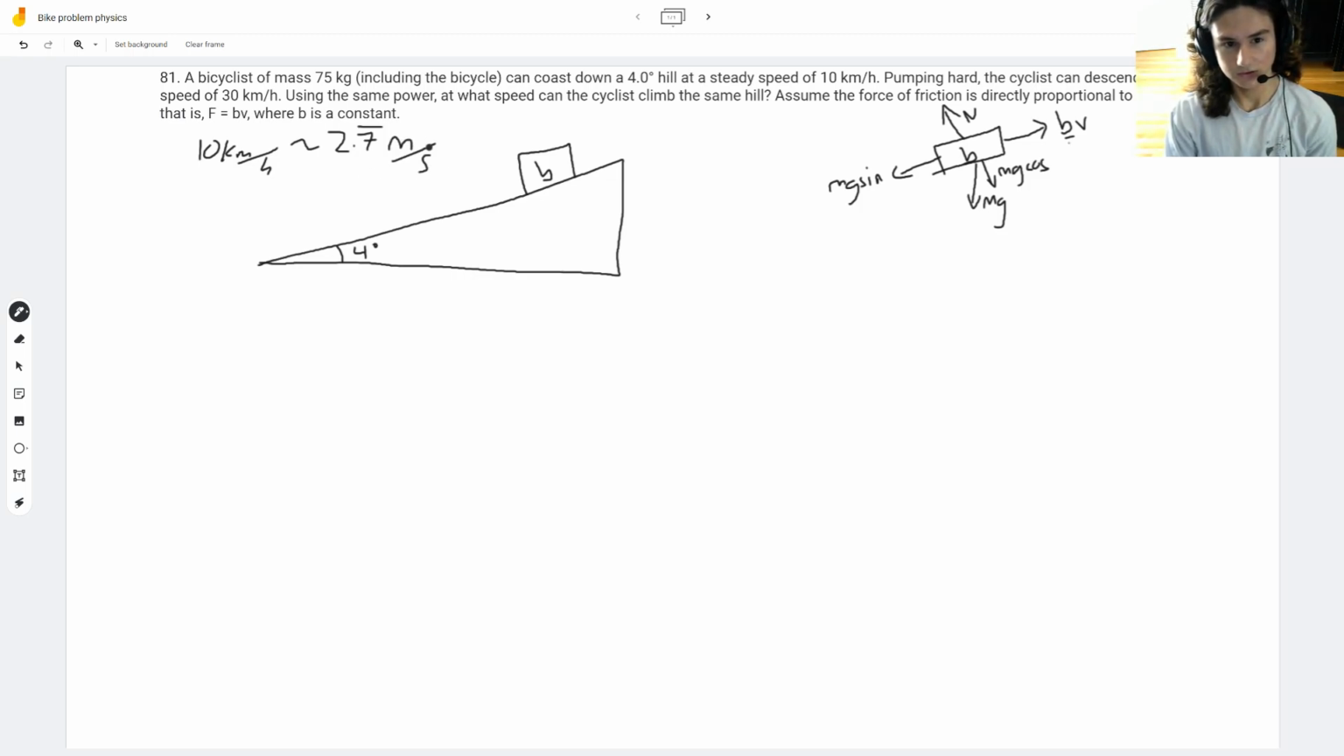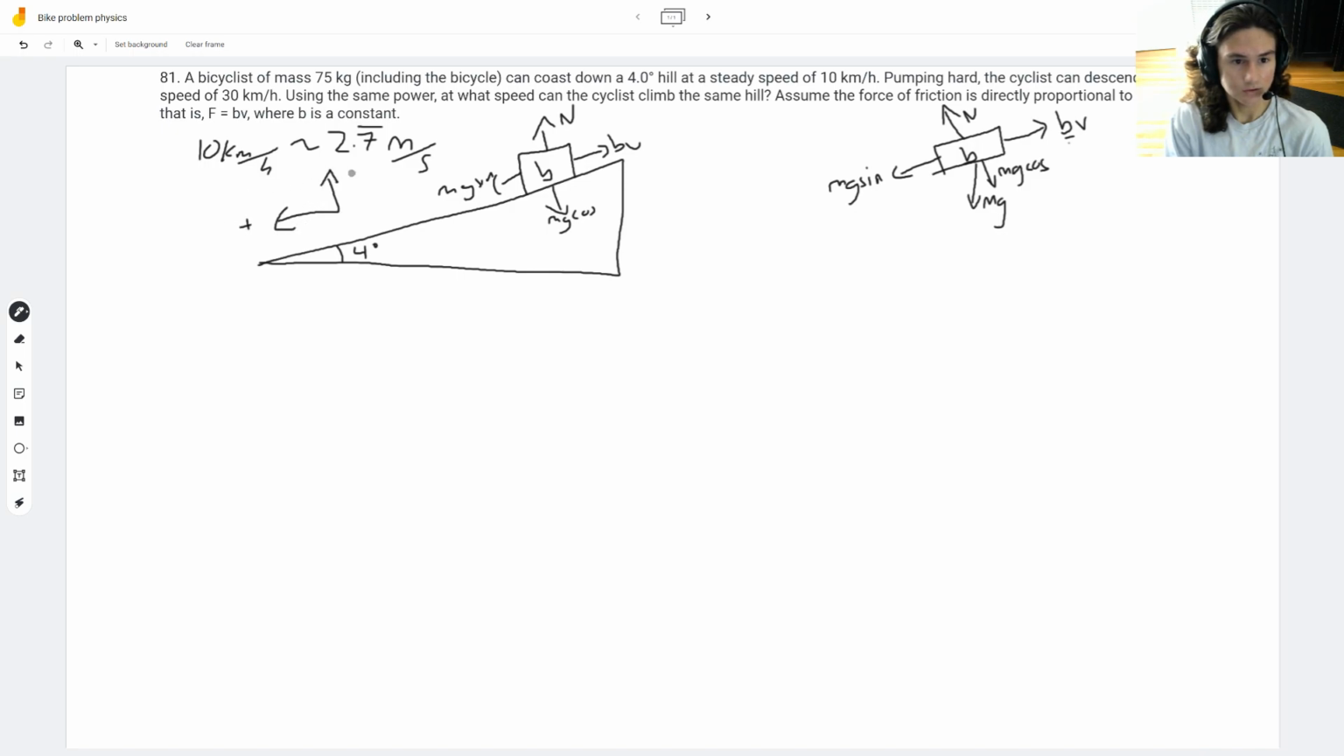So the only forces we really care about here: obviously you have gravity, which I'm going to break into its components, mg cosine theta and mg sine theta. But then we also have this bv pushing up, and our normal force. It says at a steady speed it's coasting down, so there are no other forces applied by the biker. So I'm going to set up some reference axes, x and y. Now I'm going to set up our equations.